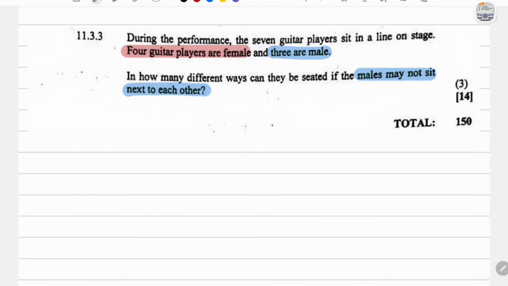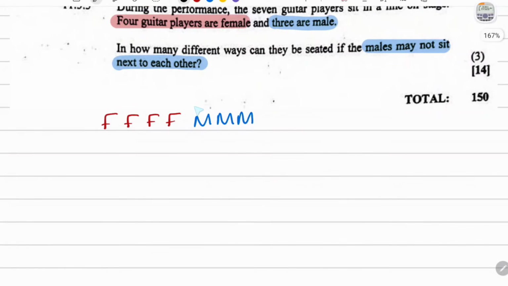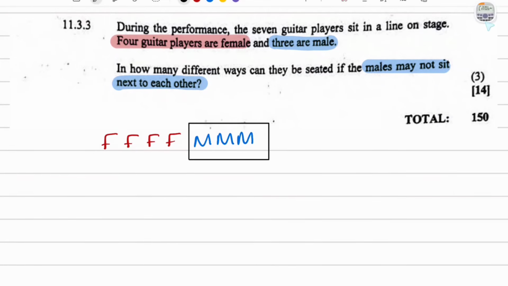Honestly speaking, when I'm thinking about this, because they told us that 4 are female and 3 are male, when they say in how many different ways can they be seated if the males may not sit next to each other, I'm kind of thinking, do they mean the 3 males specifically must not be next to each other? Or do they mean we must just never have any males next to each other? Okay, let me just think about that. Okay, I'm just going to go with this.